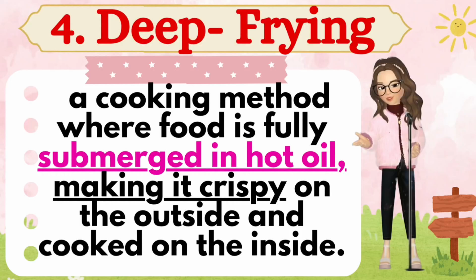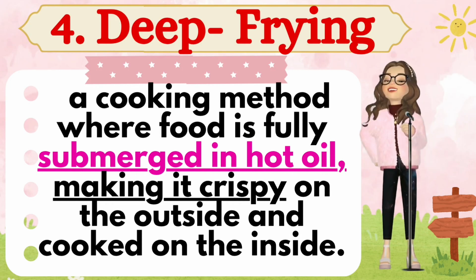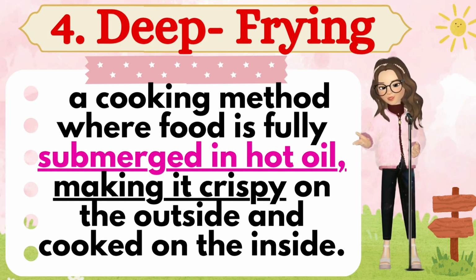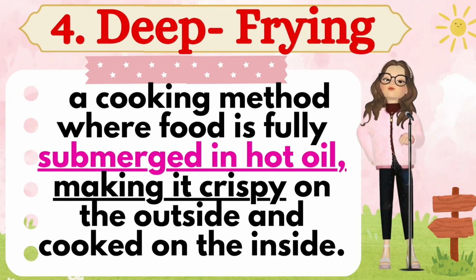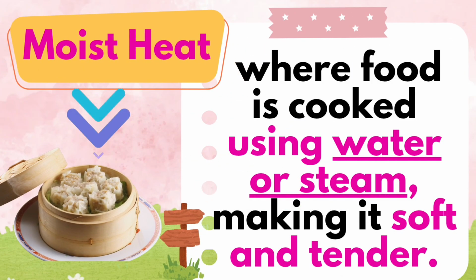4. Deep frying, a cooking method where food is fully submerged in hot oil, making it crispy on the outside and cooked on the inside. Moist heat, where food is cooked using water or steam, making it soft and tender.